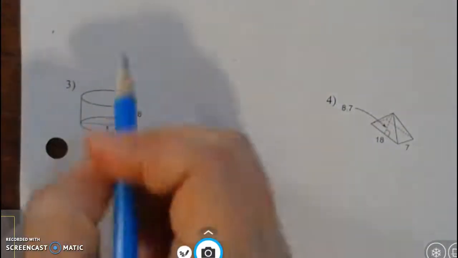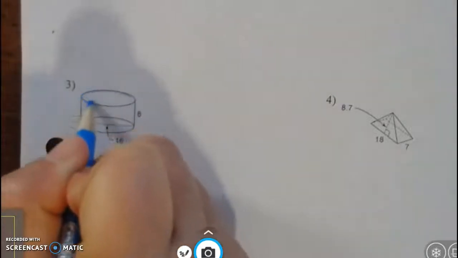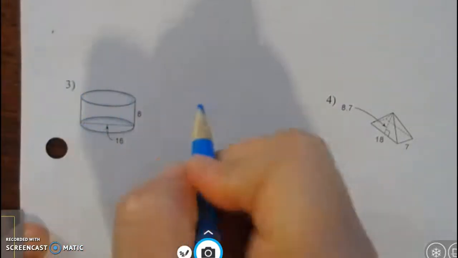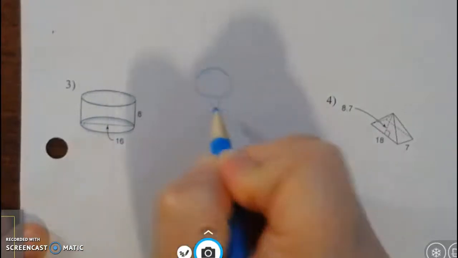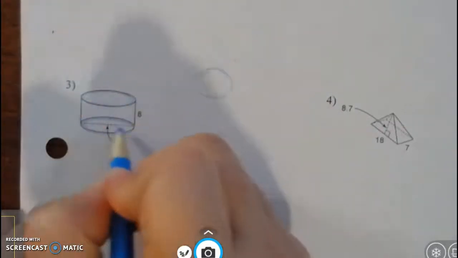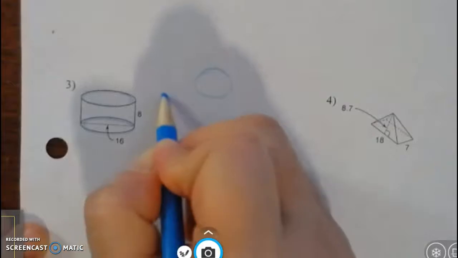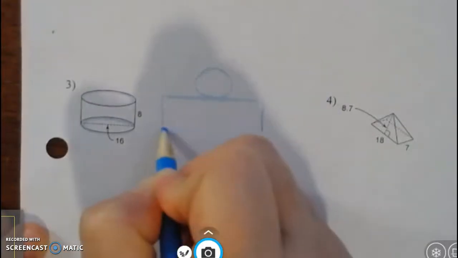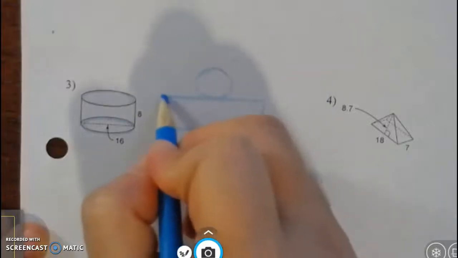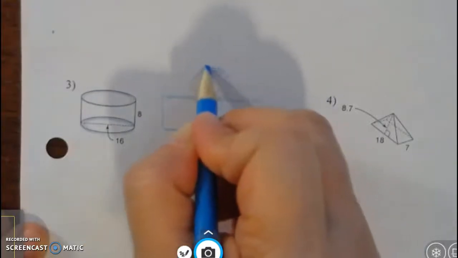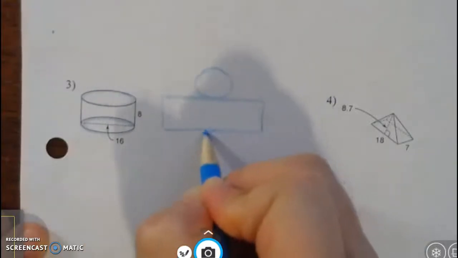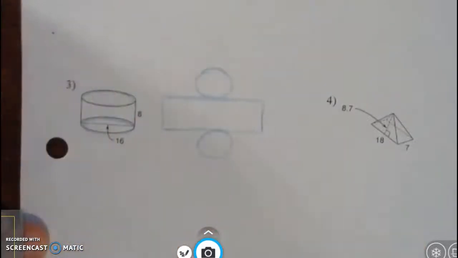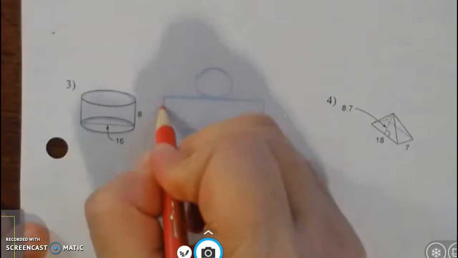What about number 3? We have 2 parallel sides, right? We have one here and one here. And what is the shape? That's a circle. And then what is wrapping around it is a rectangle. That rectangle length is long enough to wrap right around the circle here. And then we have another circle at the bottom.